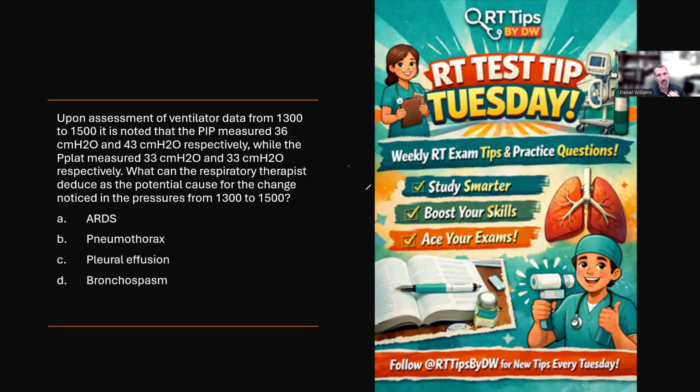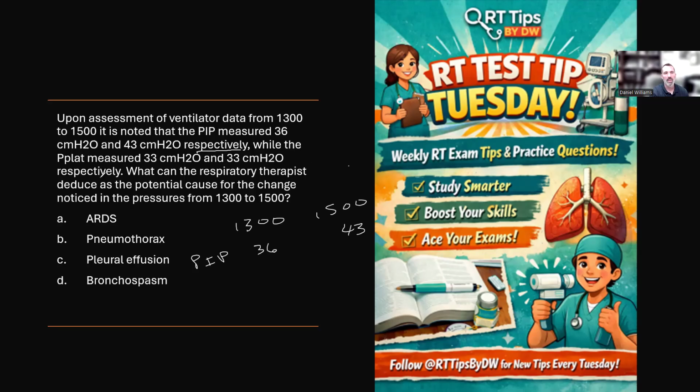So upon assessment of ventilator data from 1300 to 1500, it is noted that the PIP, we've got to know our abbreviations as well, that's peak inspiratory pressure, measured at 36 centimeters of water pressure and 43 centimeters of water pressure, respectively. So ultimately, I can write out at 1300 and 1500, my PIP was 36 and 43. The fact that it says respectively lets me know that the first number is associated with the first time, and the second number is associated with the second time.